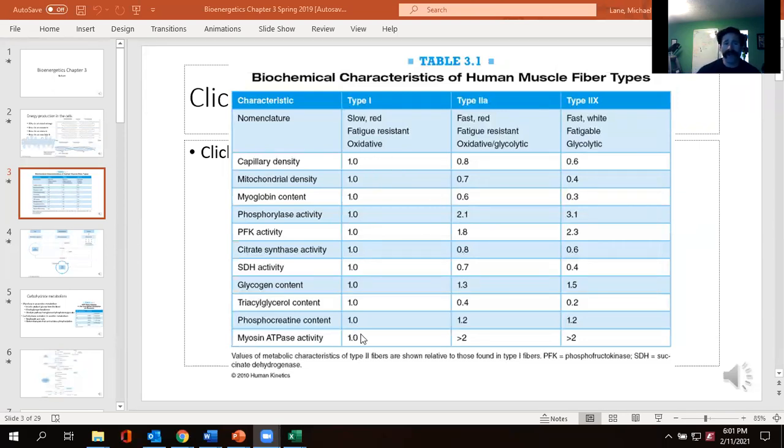So if everything is standardized to our slow fibers, we can see how your type 2A and 2X have markedly lower amounts of capillaries, mitochondria, and myoglobin, which delivers oxygen from the sarcoplasm to the mitochondria. Now notice way higher phosphorylase activity, so we're literally able to break down energy faster at the myosin. Phosphofructokinase levels, remember it's that third enzyme of glycolysis, are way higher. We're going to have lower citrate synthase and succinate dehydrogenase, two enzymes that are very important in the citric acid cycle. Notice the glycogen levels are actually going to be higher because we're using that anaerobically, along with lower fat stores and higher phosphocreatine content, AKA the creatine that we're going to use whenever we're using the ATP-PCr system.